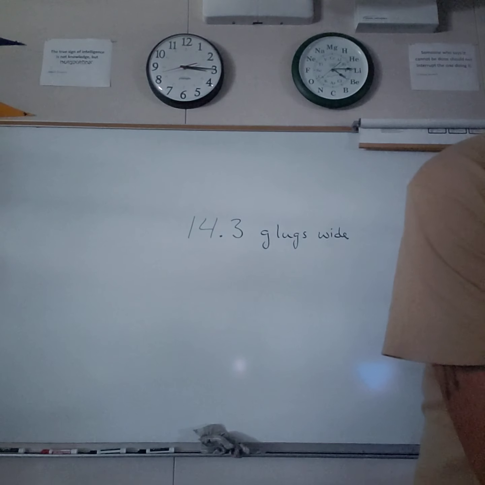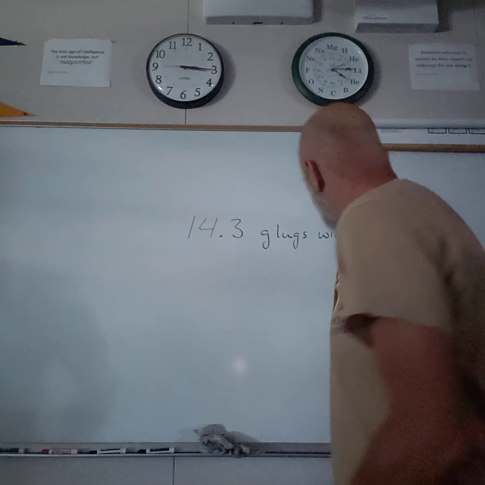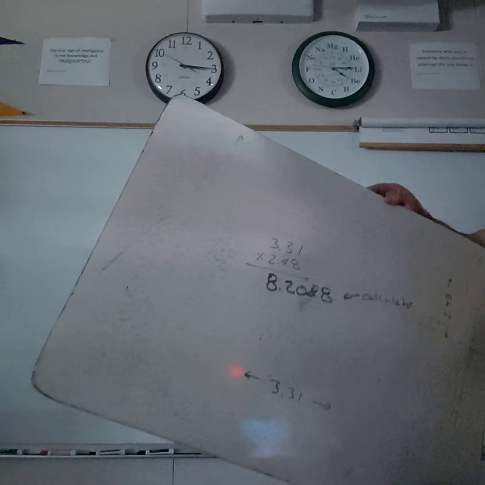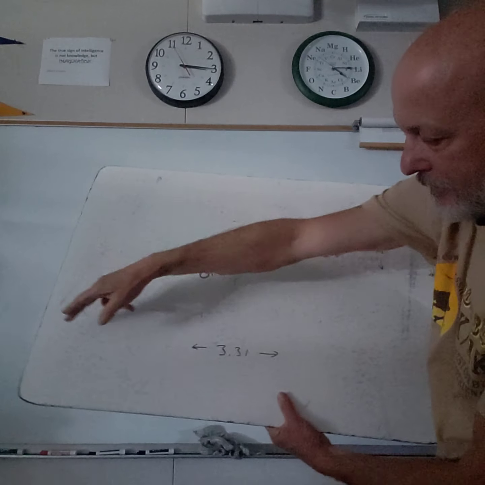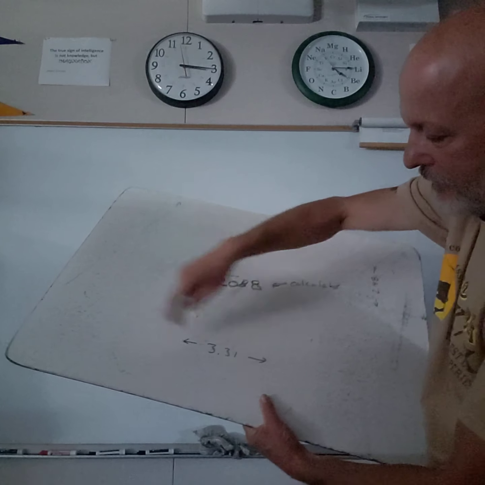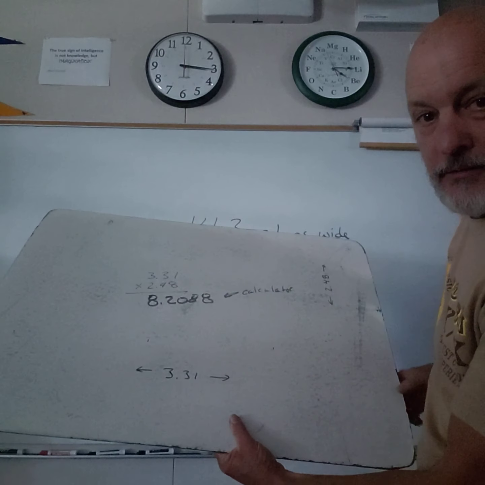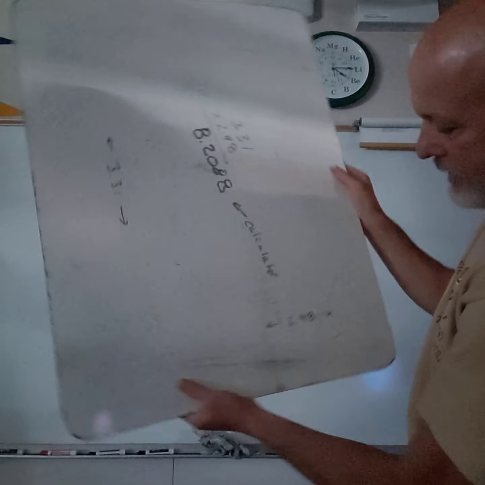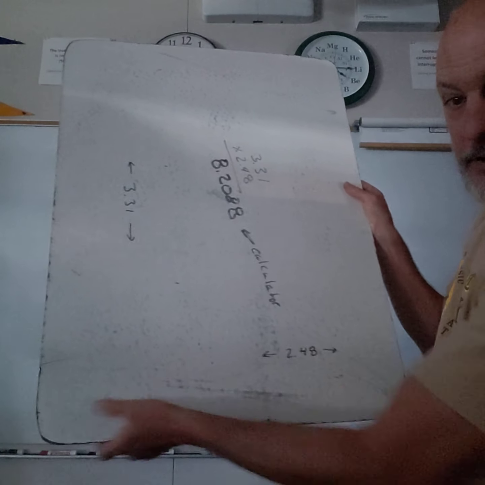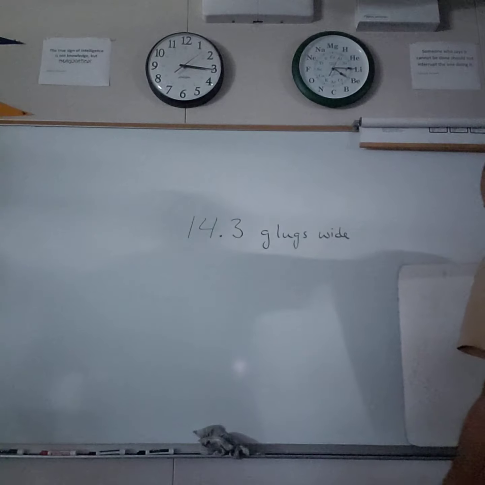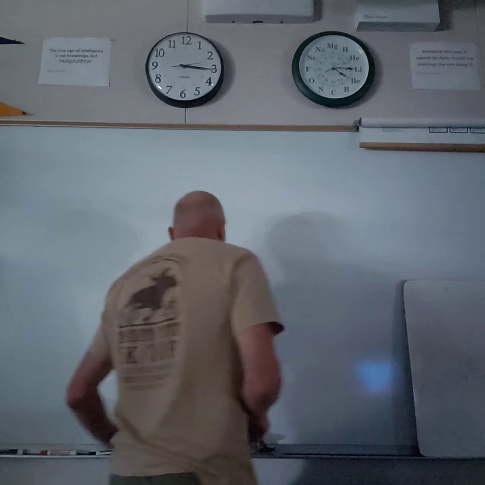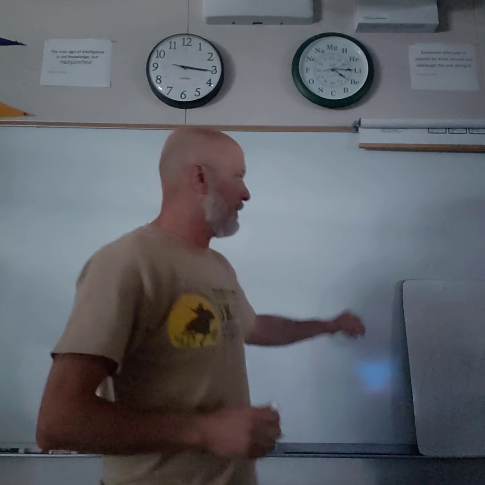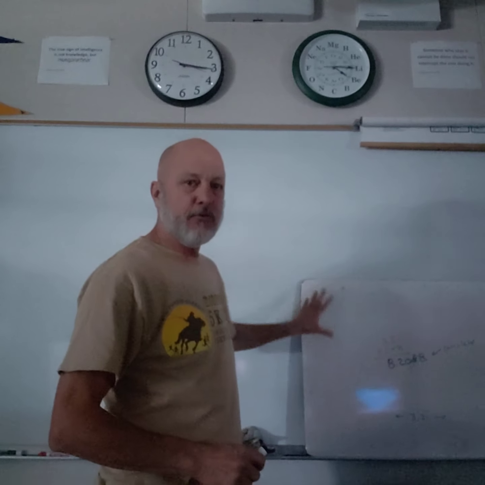Okay, let's look at calculations with this. I have a whiteboard similar to the whiteboards that your group's got, the bigger ones. I took my glug ruler already and measured it. The biggest length is 3.31 glugs long, and I measured it this way, and it is 2.48 glugs wide. So I want to find the area.